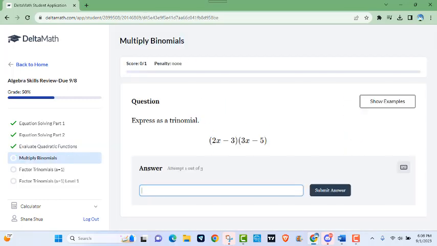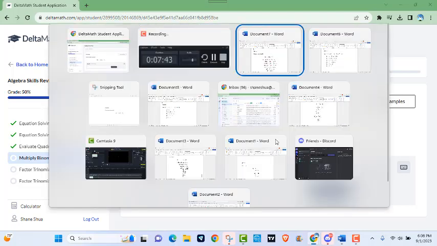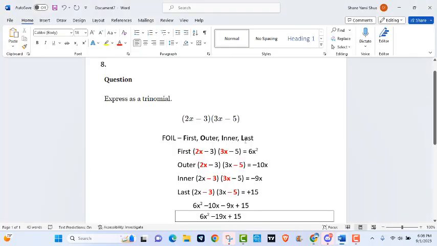Okay, then now we're on to question 8. So this says express as a trinomial. And we have two binomials here, 2x minus 3 times 3x minus 5. All right, so anytime we have a binomial, which is a two-term polynomial, multiplied by another binomial, we can use a process called FOIL, F-O-I-L. And FOIL stands for first, outer, inner, last.